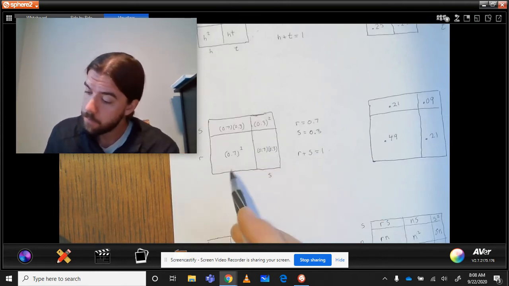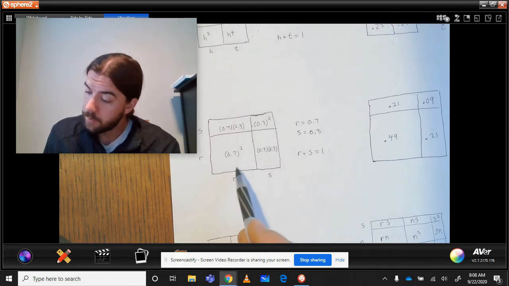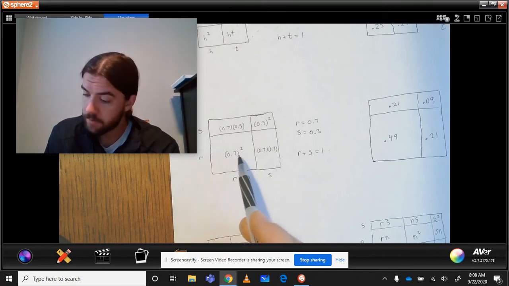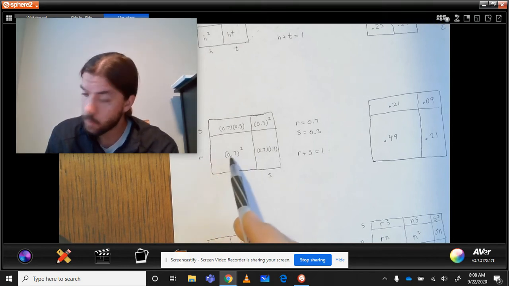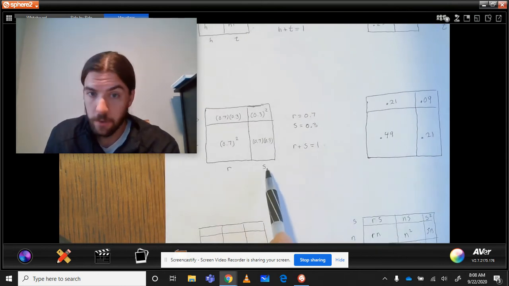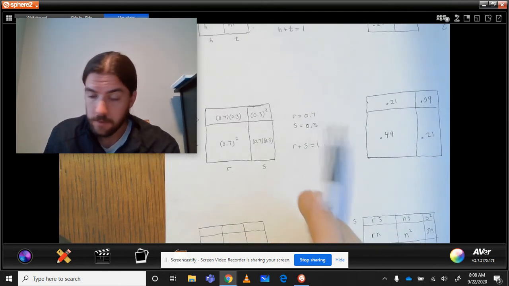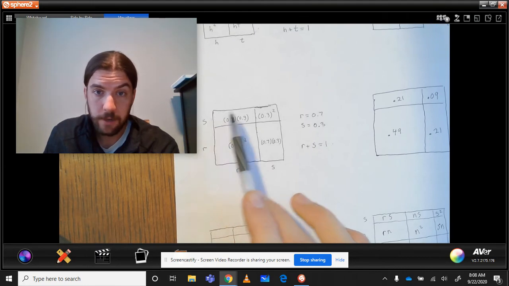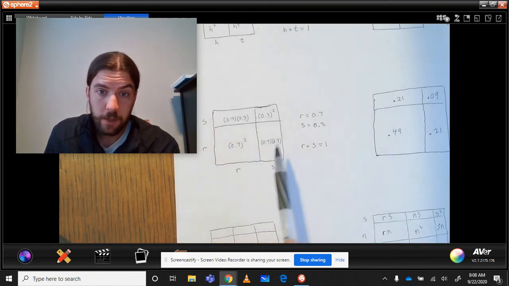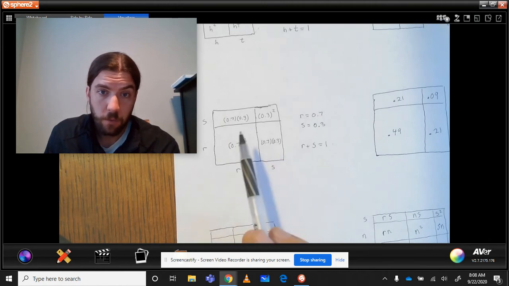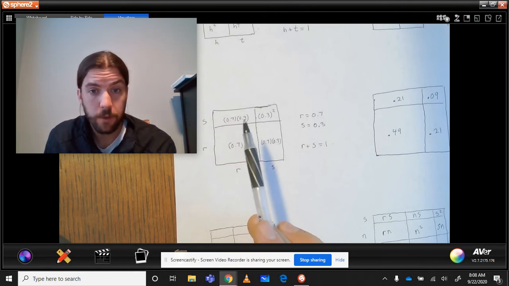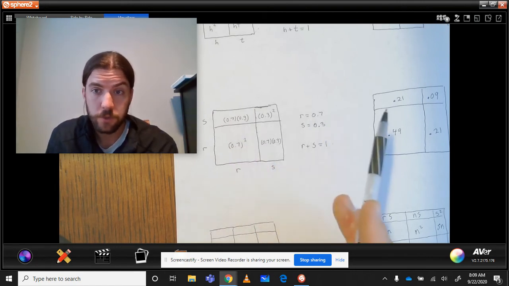So one of the outcomes is it rains, 70% chance, and it rains the next day, another 70% chance. So that's 0.7 squared. We would get 0.49. We could get it snows at a 30% chance, times it snows again at another 30% chance to get 0.09. Or it might snow and then rain, or rain and then snow, which is the 70% chance followed by a 30% chance. So we get 0.21.